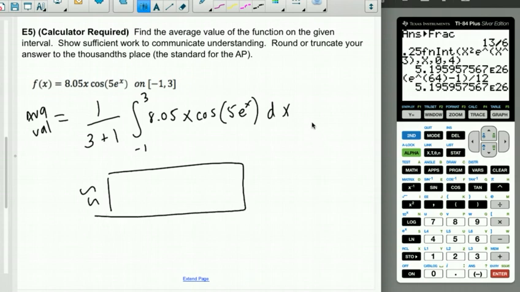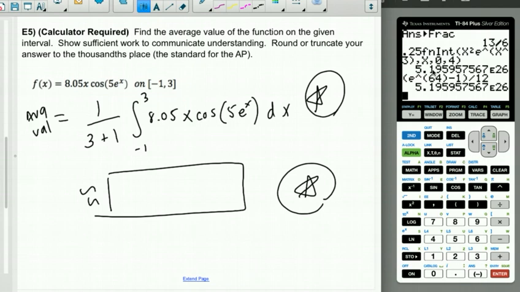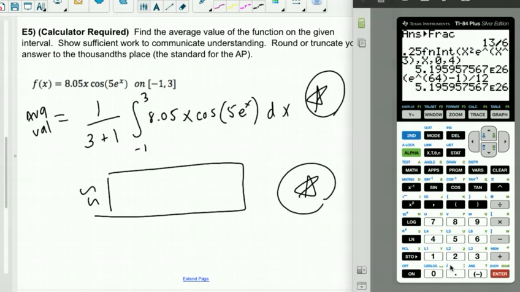They don't care about anything else. They need this. That's it. But they don't need to see you write fnInt. They need to see you actually do the math. So this is a 0.25. And if you want to make this a 1/4 at the front, you certainly could.